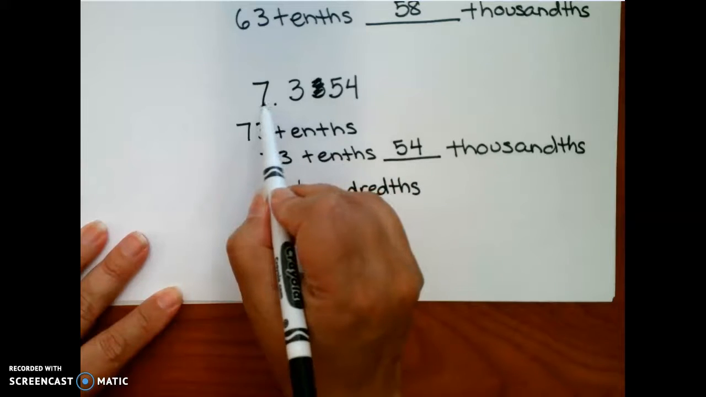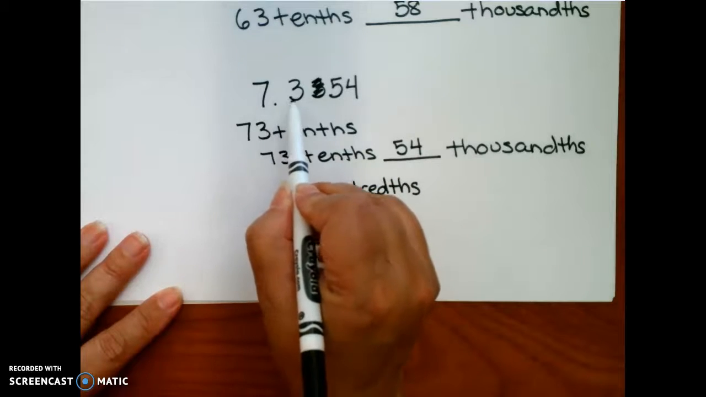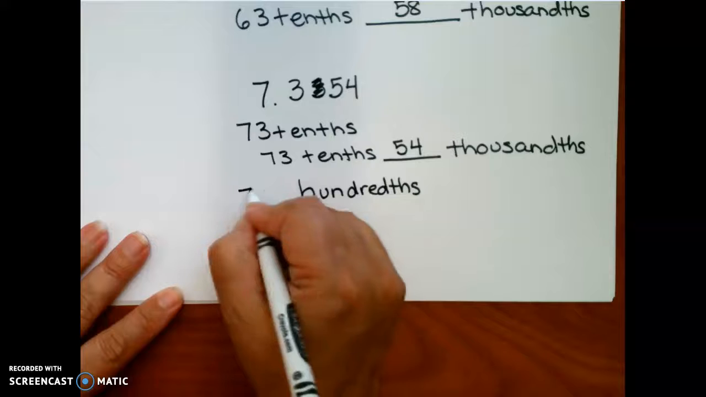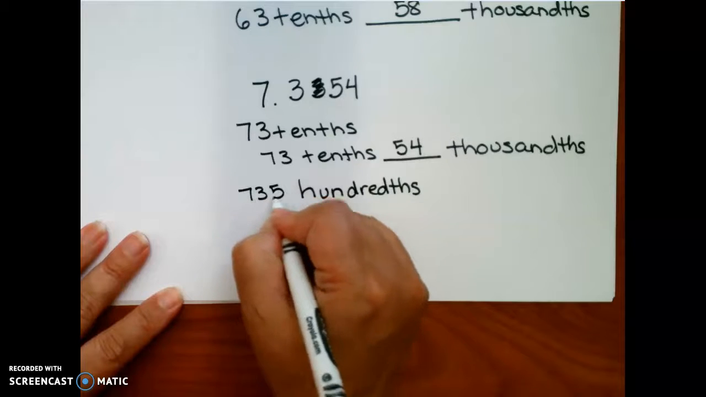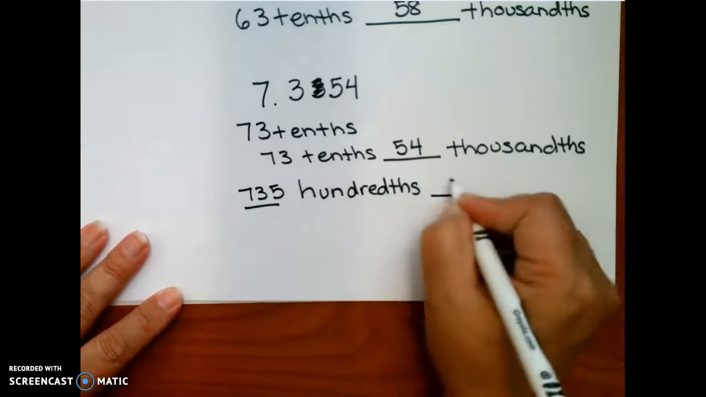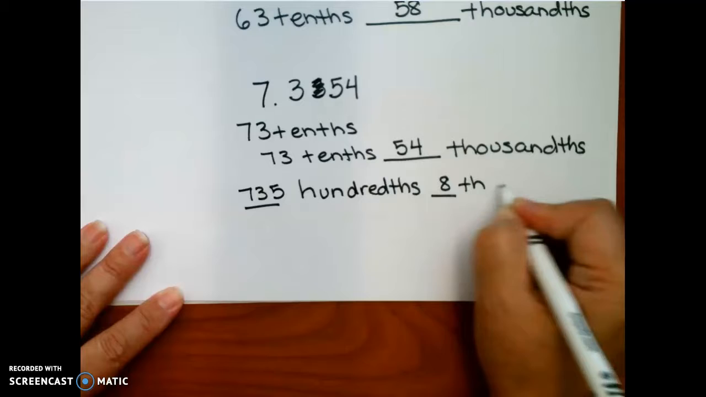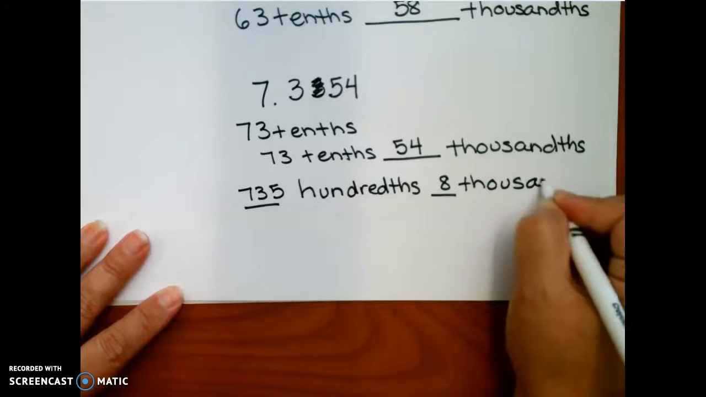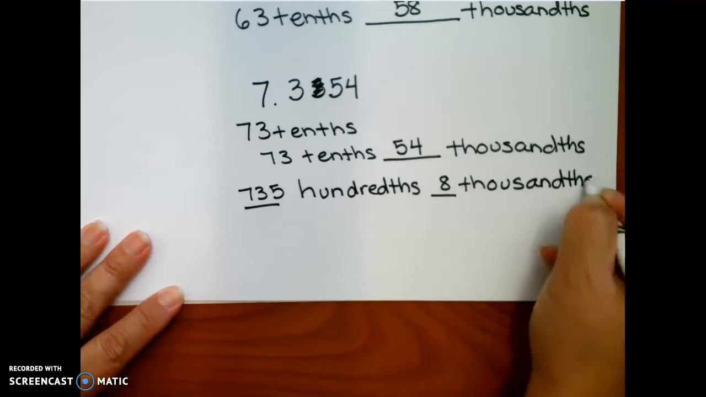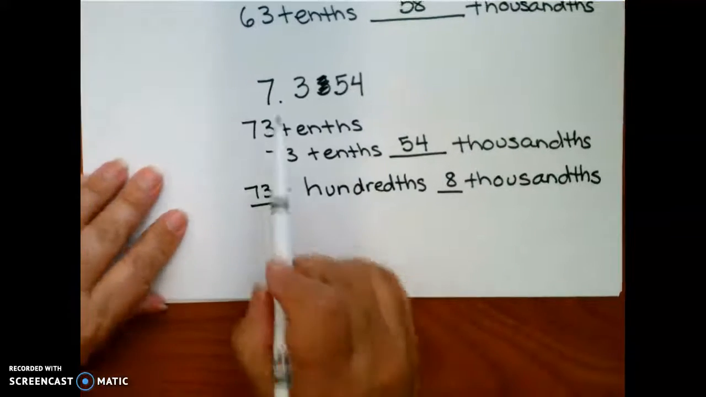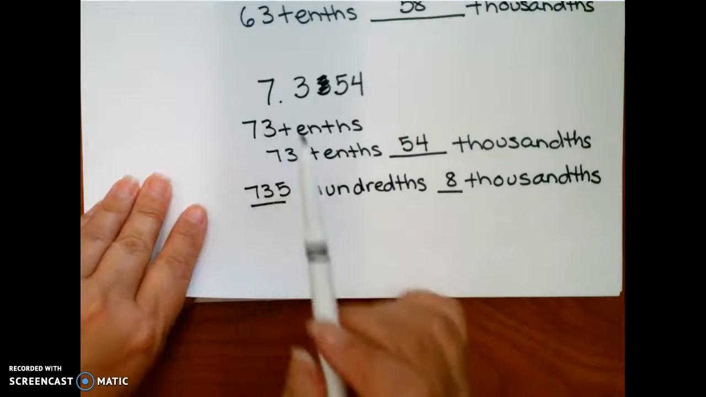Well, I have 735 hundredths and 4 thousandths, because we know that there's 100 hundredths in one whole, and I have 7 wholes.